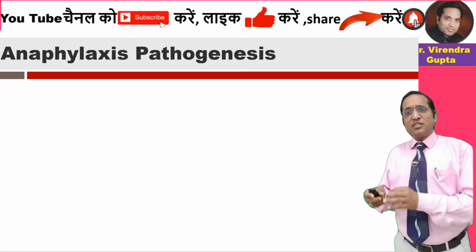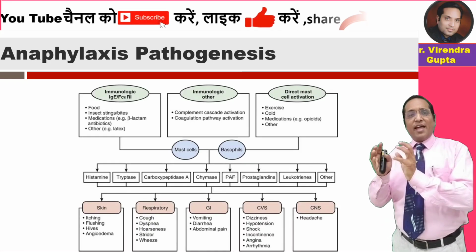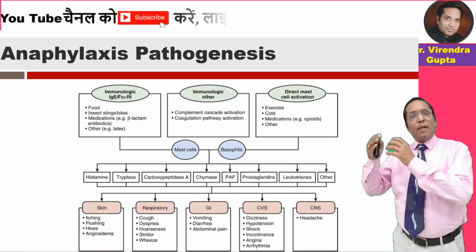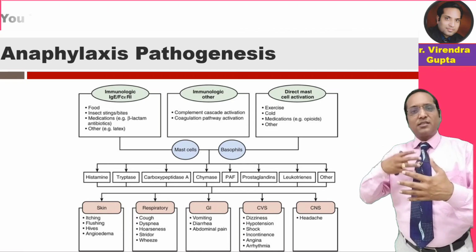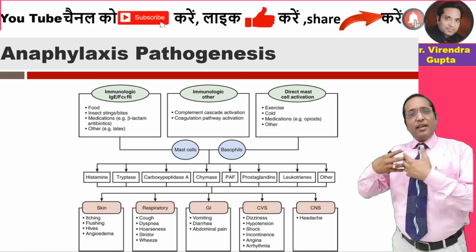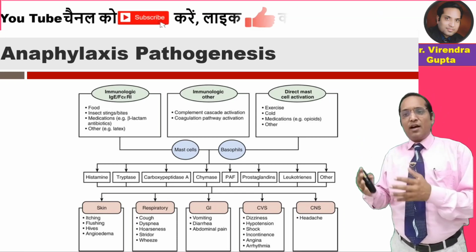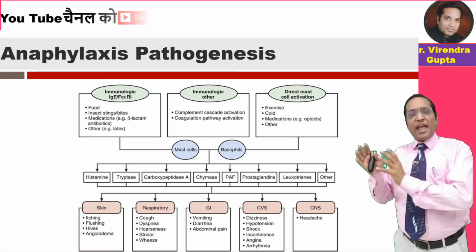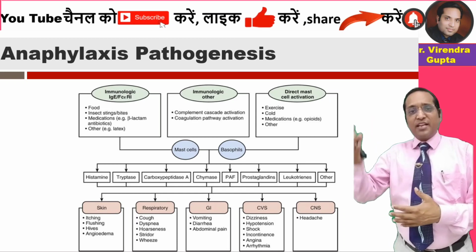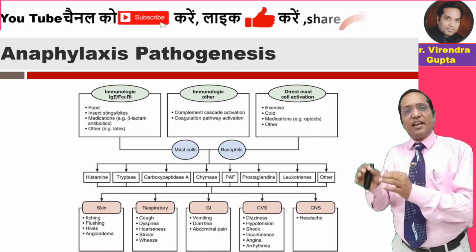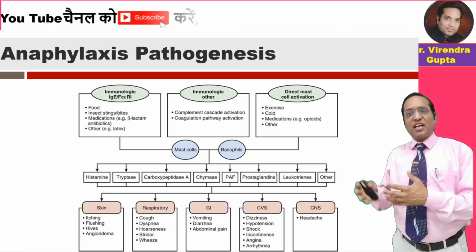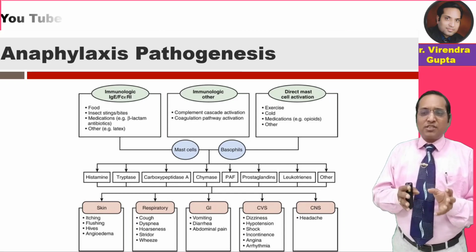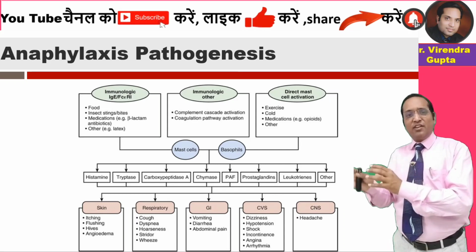The pathogenesis of anaphylaxis is very important. When immunological substances such as food, insect bites, medication or any other latex particle are involved, or any immunological cause is causing complement cascade activation or coagulation pathway activation, or if the agent causes direct mast cell activation, such as exercise, cold or medication such as opioids, this causes mast cell or basophil activation.